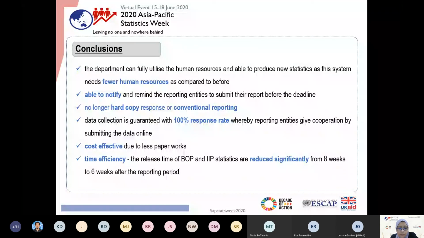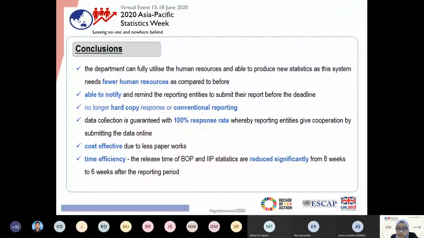In fact, the system is able to notify and remind the reporting entities to submit their reports before the deadline, and there is no longer hard copy response or conventional reporting. Data collection using this system is guaranteed a 100% response rate, whereby reporting entities give cooperation by submitting the data online.